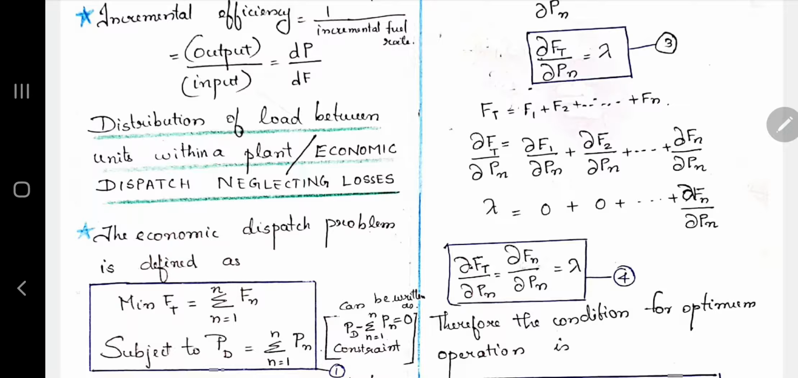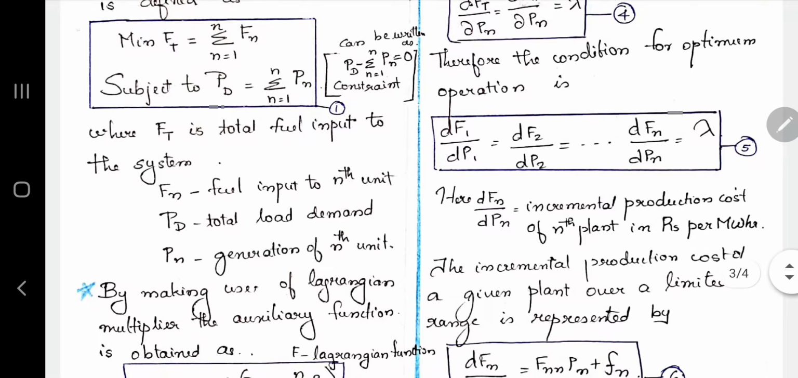So in this problem, this is an economic load dispatch problem, and it is defined as minimum Ft equal to sigma n equal to 1 to N Fn, subject to the constraint PD equal to sigma n equal to 1 to N Pn. This equation can also be represented as PD minus sigma n equal to 1 to N Pn equal to 0. Now, what is meant by Ft?